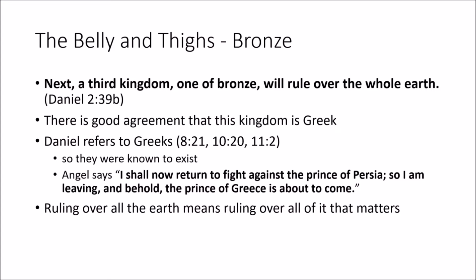And notice that it says this third kingdom will rule over the whole earth. Now we know from our study yesterday, or last week, I should say, that ruling over the earth doesn't mean the whole surface of the earth. It means that part of the earth that is important to God. And the Greek Empire, yes, it was a big-sized empire, not as big as the Roman became, but it still ruled over everything that matters to God. And that's part of this definition of what is an empire as God sees empires.